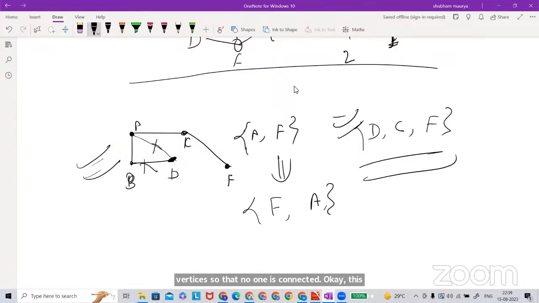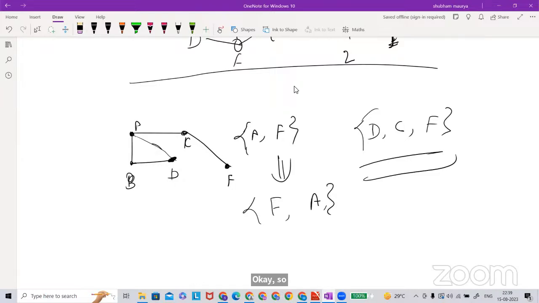Okay, this is the one. You are listing out the set of vertices. So whatever set you have taken, in that no two vertices will be connected with an edge. This is an independent set. And vertex cover is different. Vertex cover actually covers the edges.